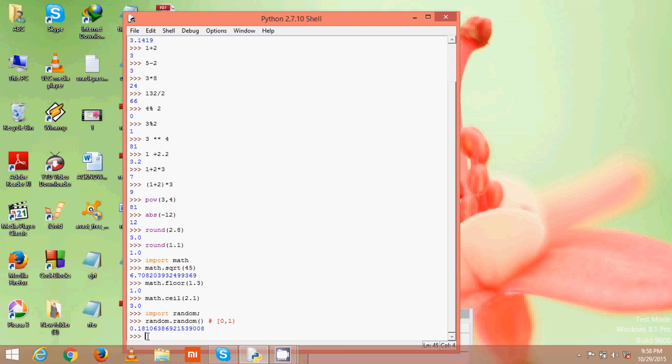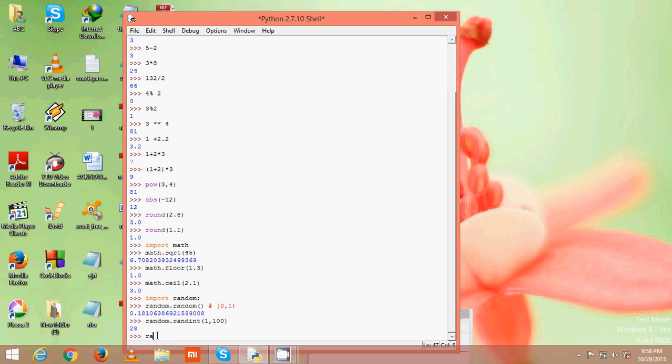You can change the range and you can print any integer number between two numbers. For example, random dot randint for say 1, 100. Same way as above, the number may be equal to 1 but it cannot be equal to 100, and this integer number will be generated randomly between 1 to 100, that includes 1 but excludes 100. So you can see the number is generated between 1 to 100, that is 28.